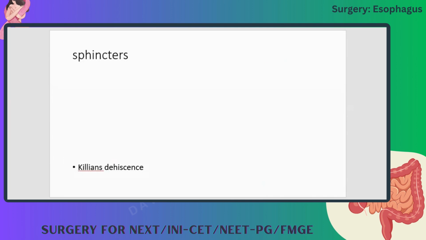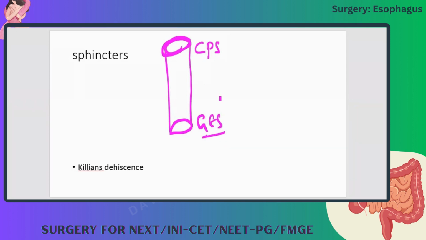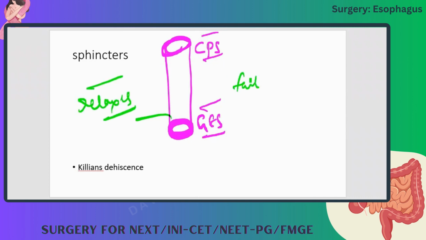And how many sphincters do we have in the esophagus? 2 sphincters. The upper esophageal sphincter, known as the cricopharyngeal sphincter, and the GE sphincter, the gastroesophageal sphincter. Suppose the gastroesophageal sphincter relaxes, what will happen? If it fails to relax, what will happen? Just guess and tell.